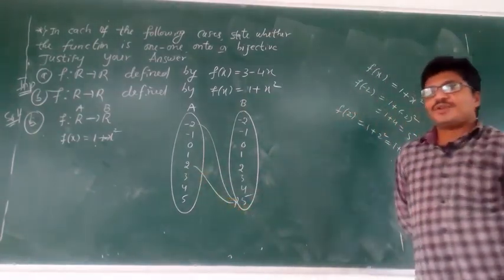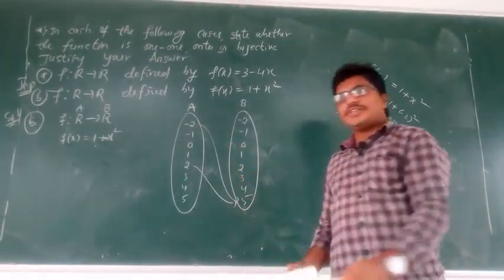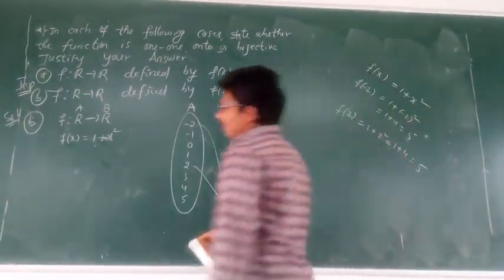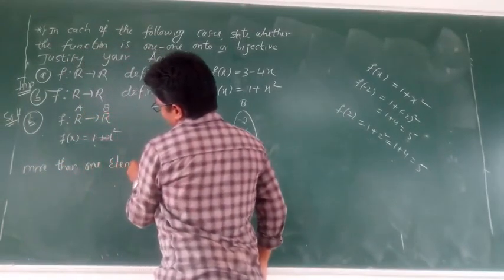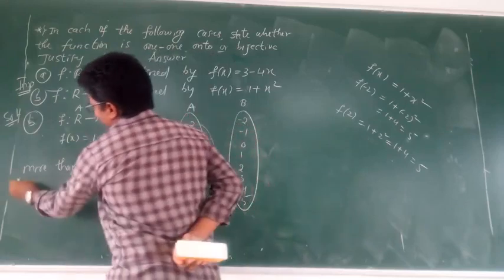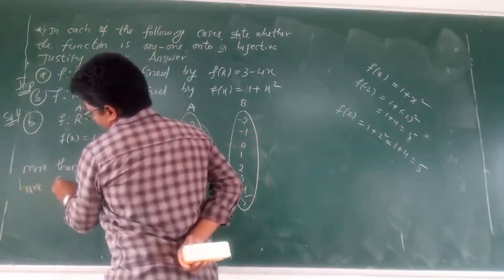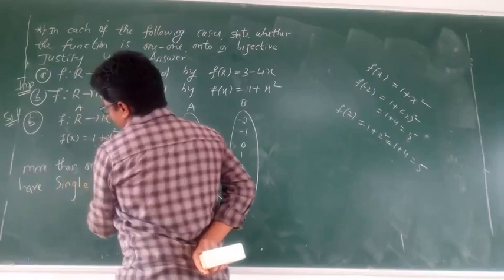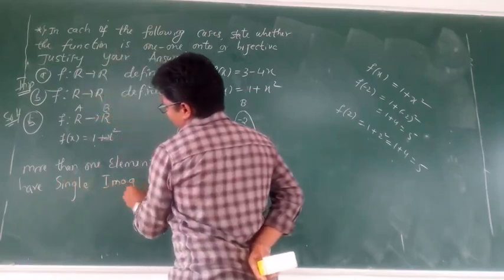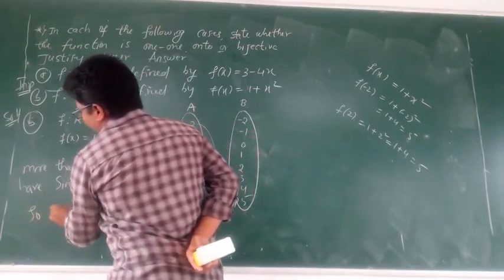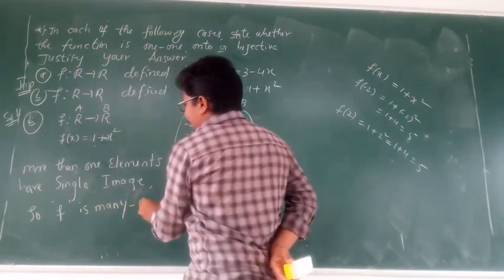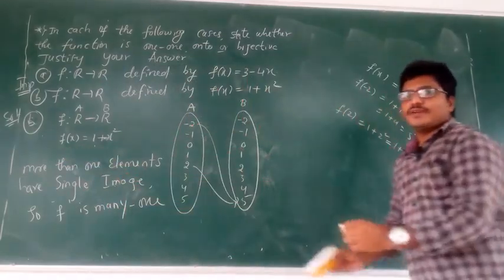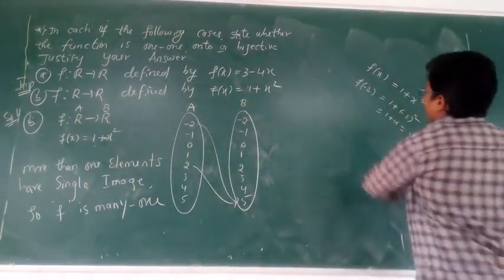It means that two elements have a single image, so it is many-one. Give that reason: more than one element has a single image, so f is many-one. It is clear. We get 1 mark for many-one. Next, go to onto.